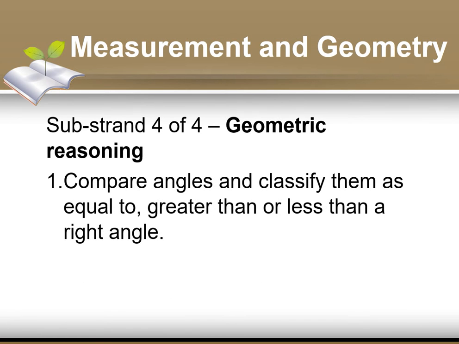Geometric reasoning, comparing angles and classifying them as equal to, greater than, or less than a right angle. So this is, I guess, the start of really interpreting what these angles are, whether they're acute when they're less than a right angle, 90 degrees being a right angle, or being larger than, but still less than a straight angle, and then they can be judged as or classified as an obtuse angle.